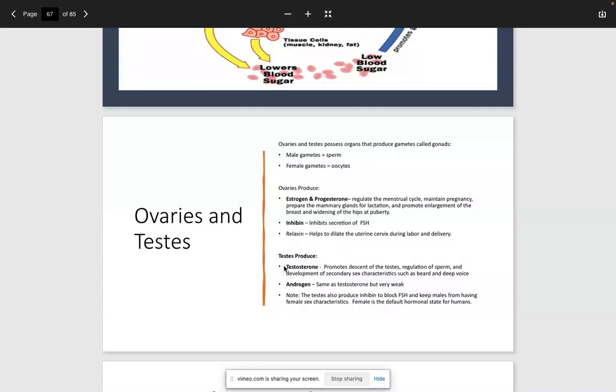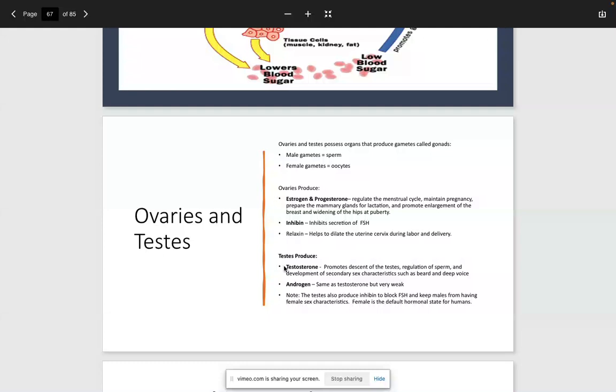So the ovaries produce estrogen and progesterone. I just want you to know about estrogen being primarily responsible for regulating the menstrual cycle. It's going to maintain pregnancy and prepare the mammary glands for lactation. During puberty, once the oocyte has matured and we have estrogen production, this estrogen is going to be responsible for increasing the breast and widening of the hips at puberty. So you start getting these female features.